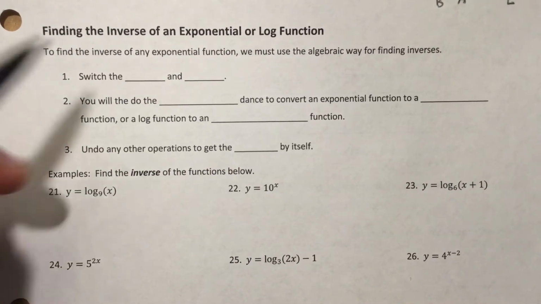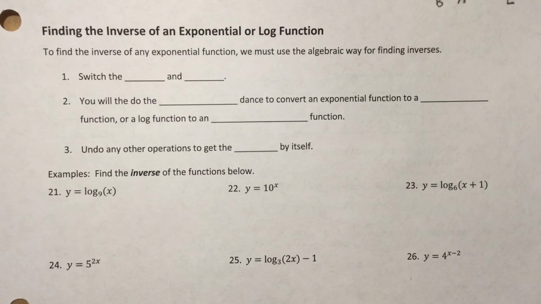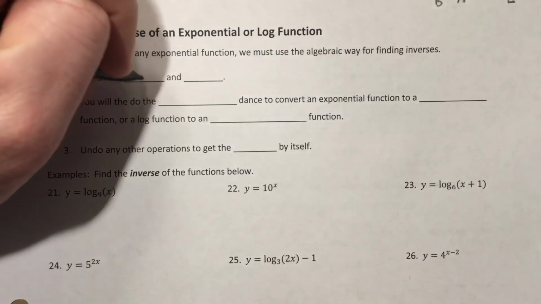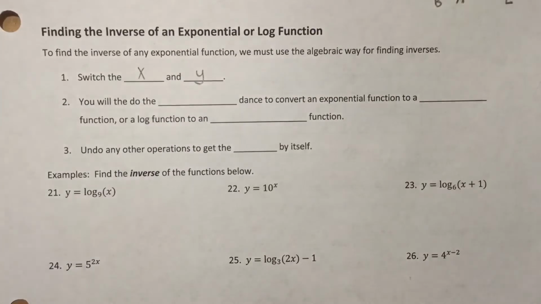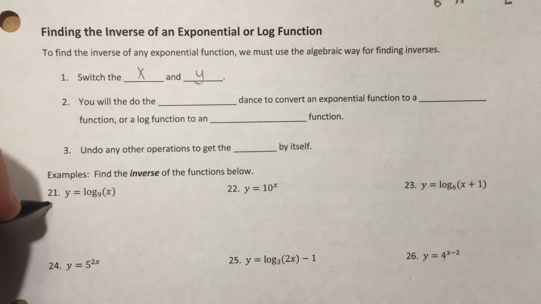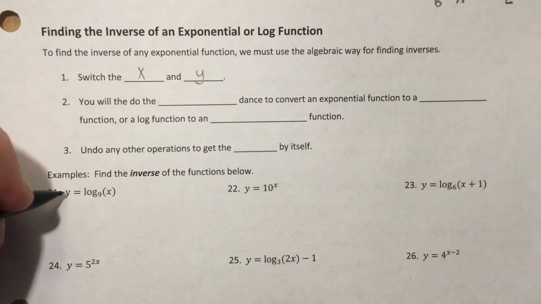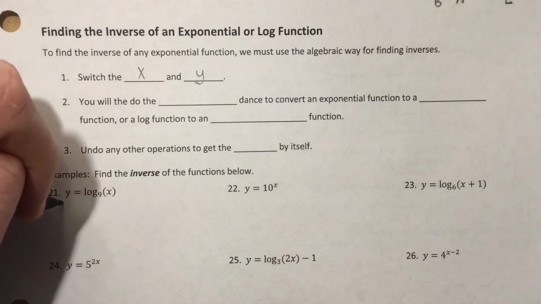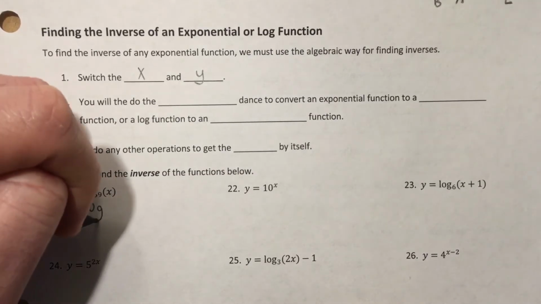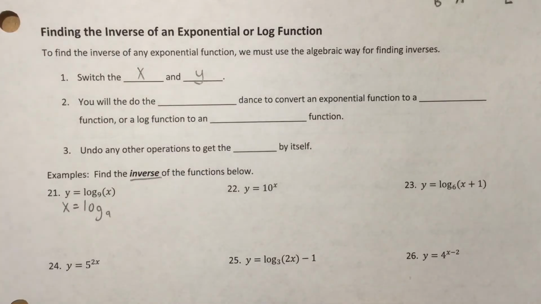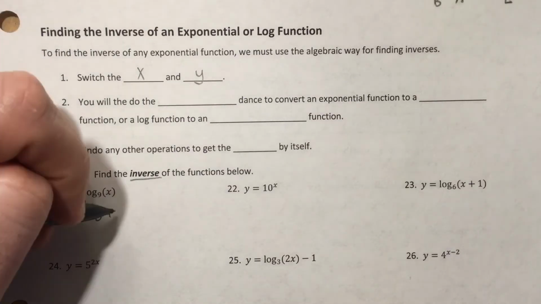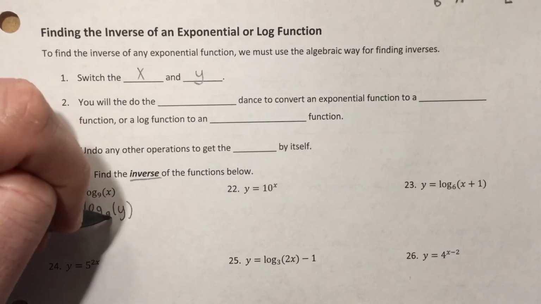So to find the inverse of any exponential function, we must use the algebraic way for finding inverses. So the first thing we're going to do is switch our x and our y. If we look at number 21, it is a log, so I'm going to switch my x and y. And then again, the directions say find the inverse. All the other ones before this were saying find the equivalent. Now we're finding the inverse, so we're switching our x and y first, just like we normally do.